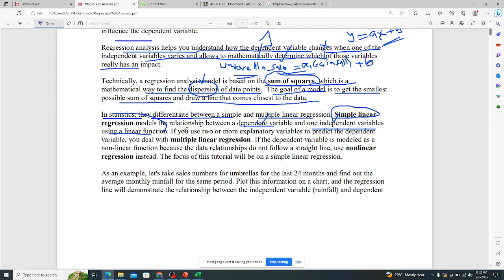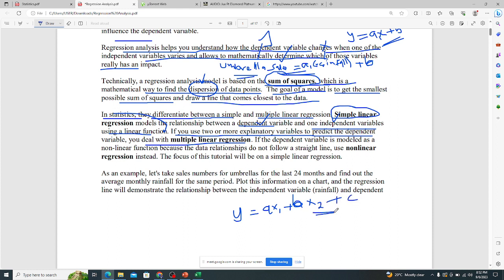Okay, linear function, linear equation. If you use two or more explanatory variables to predict the dependent variable, you deal with multiple linear regression. Remember, we also talked about multiple regression, where maybe you have more than two variables. Let's say this will be b multiplied by x2, then plus a constant.